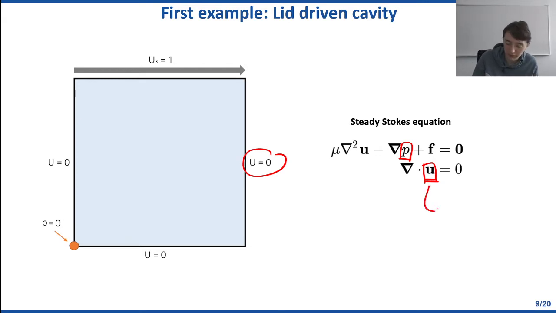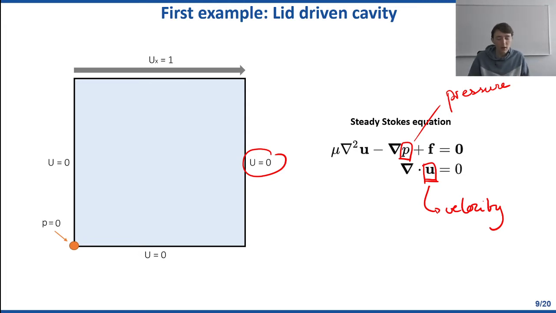So our velocity field and our pressure field. And our boundary conditions are such that we say that the velocity is going to be 0 around these sides of our domain.